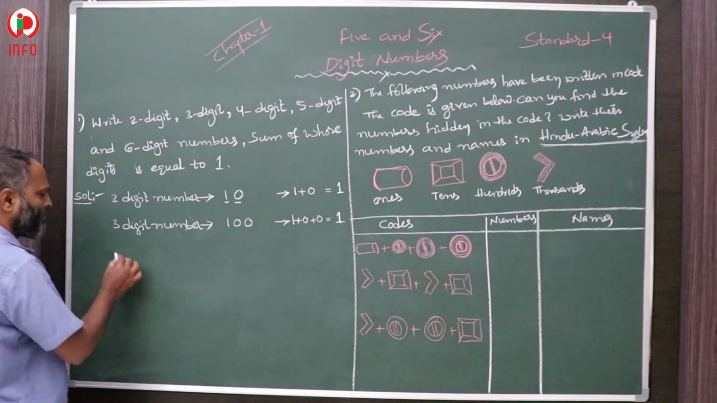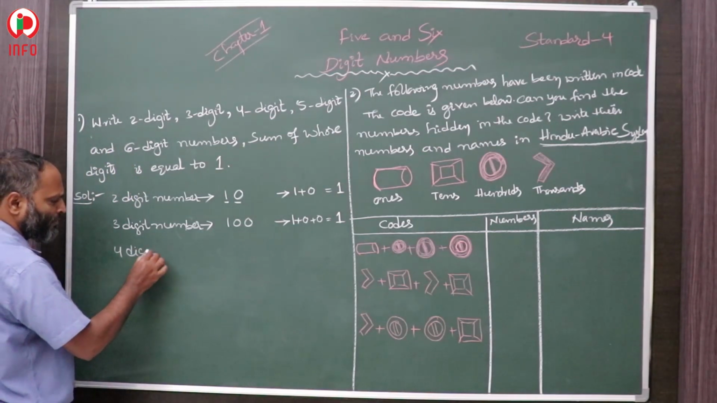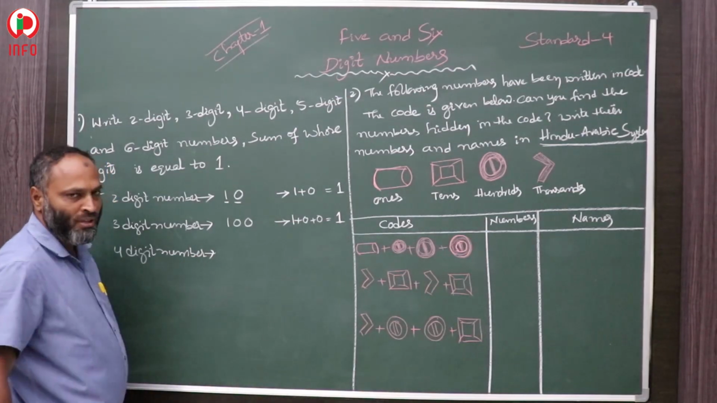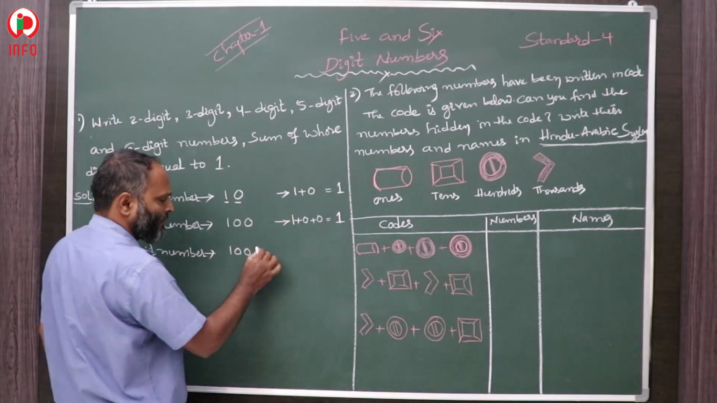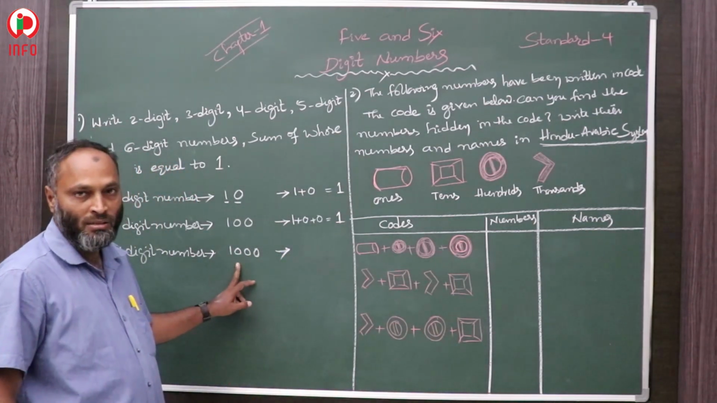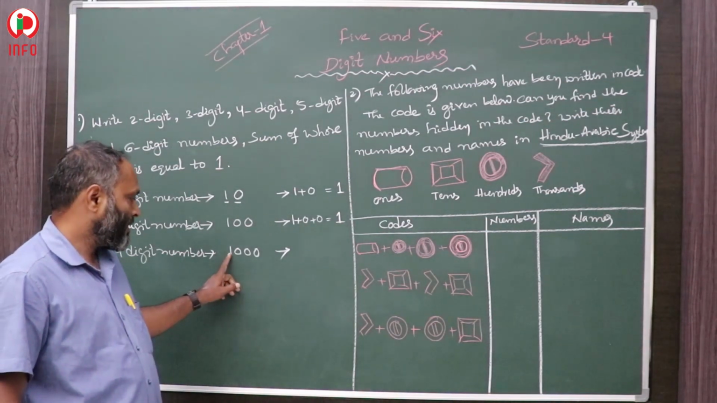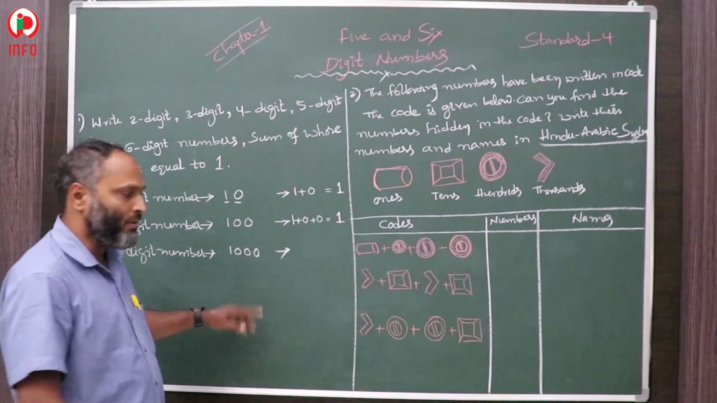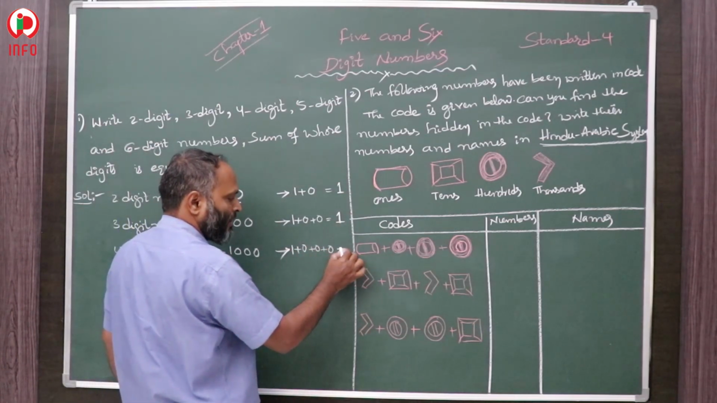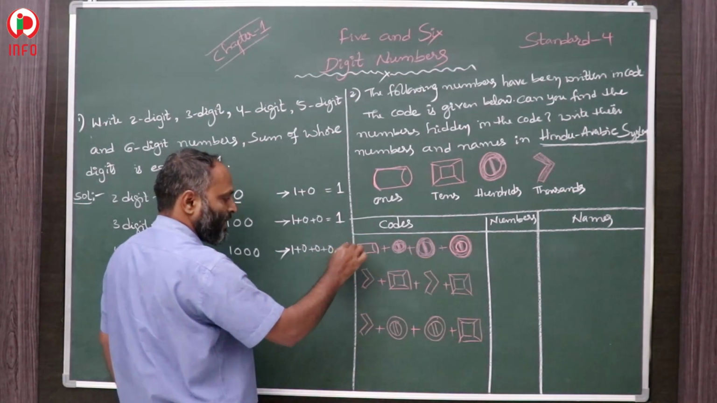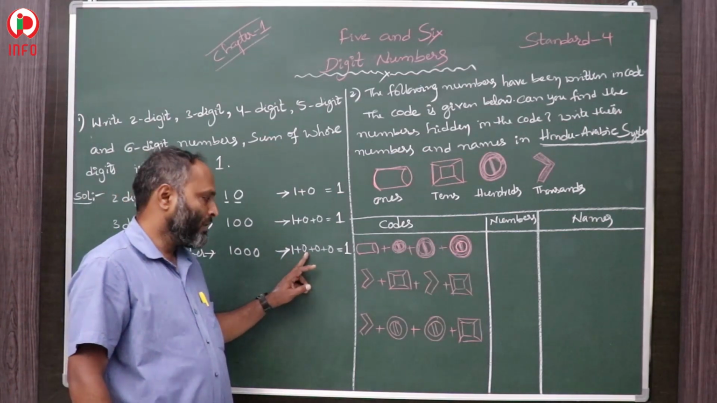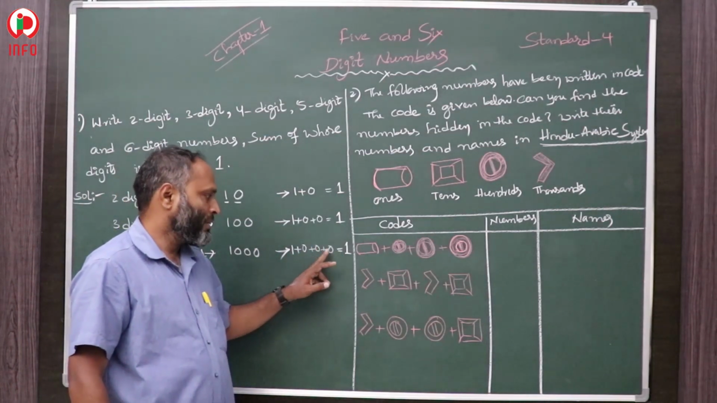In the same way, a 4-digit number. In the 4-digit number, I want to take 1000. If I add the digits, 1 plus 0 plus 0 plus 0, what is the answer? Again the answer is the same, that is 1.